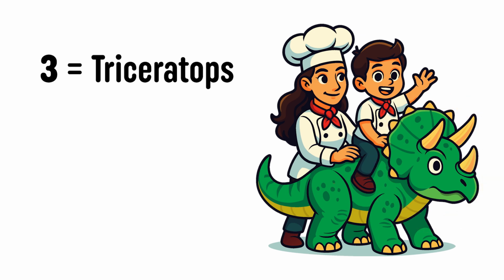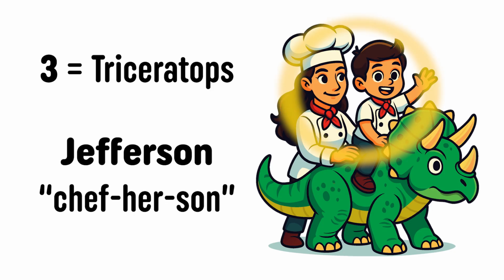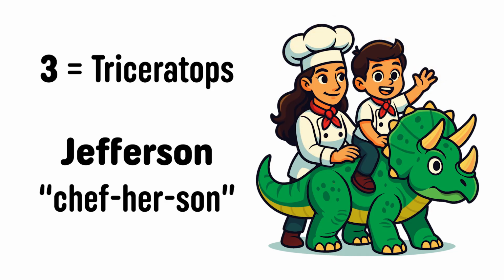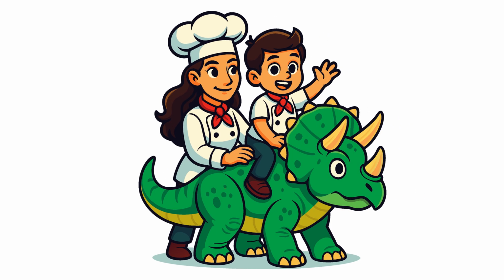Next, we have to convert the name Jefferson into a picture. Jefferson can be broken down into chef, like a professional chef, and her son. If we picture a chef and her son riding on top of a triceratops, we will forever remember that Thomas Jefferson was the third president. This image will be burned into your mind forever every time you think of Thomas Jefferson.